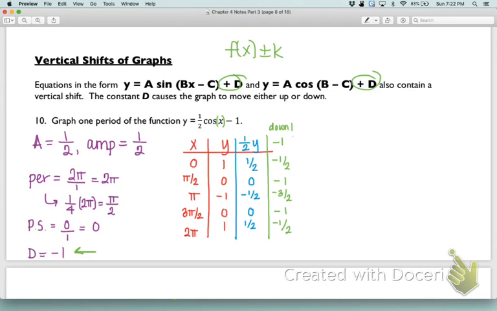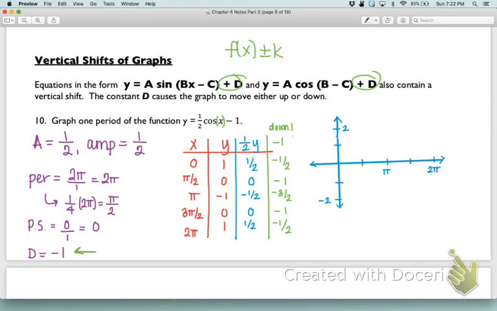Okay, so let's go ahead and set up our graph here. So we have 0, pi halves, pi, 3 pi halves, 2 pi. We only need to go, well, let's see, negative 3 halves is really negative 1.5. So I'm going to go ahead and go down to negative 2. Let's fix this one a little bit. That's a little bit too high. There we go.